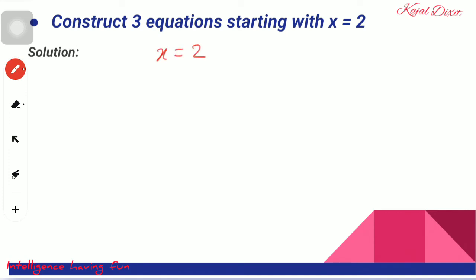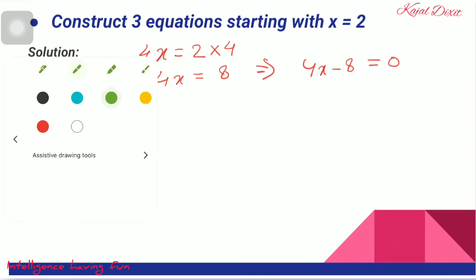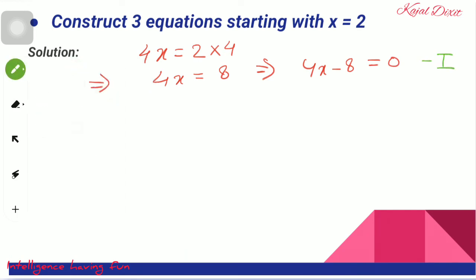Then if we are multiplying by 4 on the LHS, we can multiply by 4 on the RHS also, because if we do not, we will disturb the balance of the equation. So now the equation becomes 4x is equal to 8. This can be written as 4x minus 8, because 8 from the right-hand side is transposed to the left side, is equal to 0. So this can be termed the first equation.